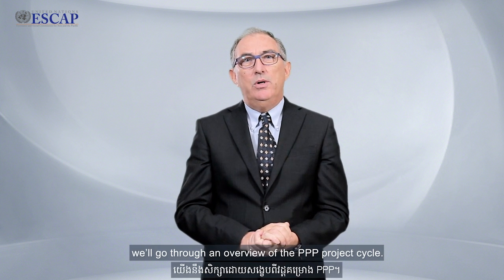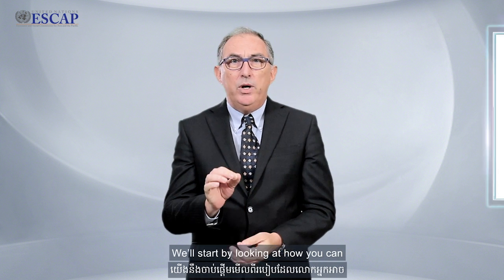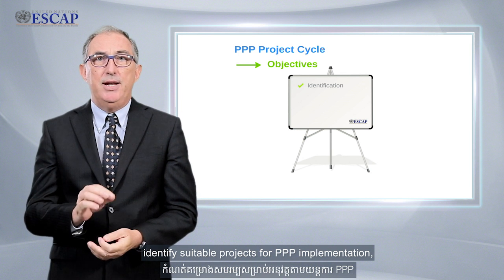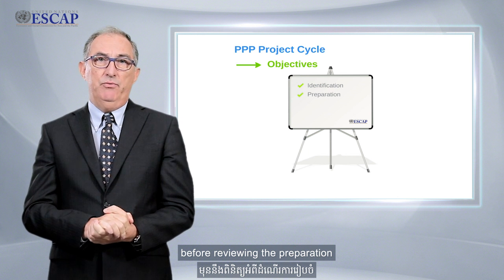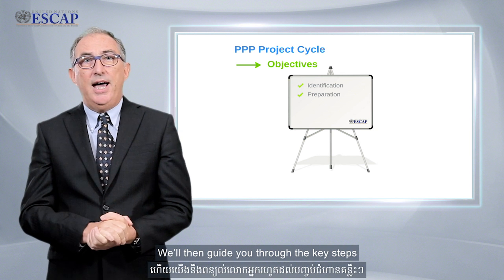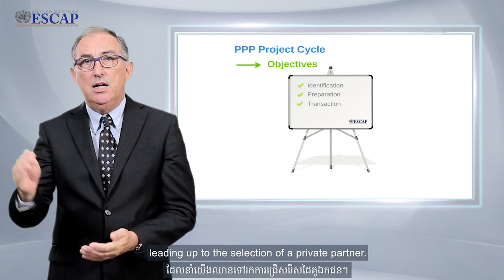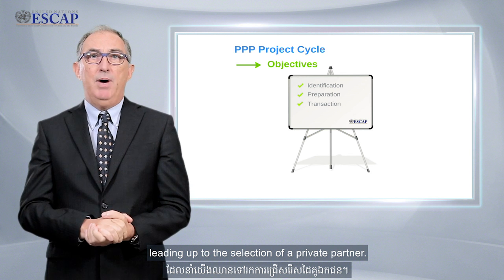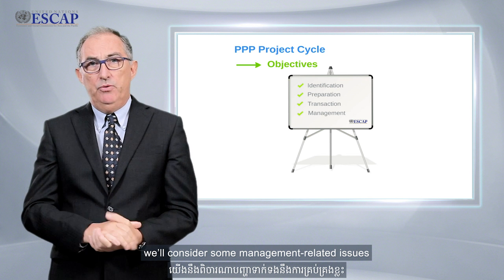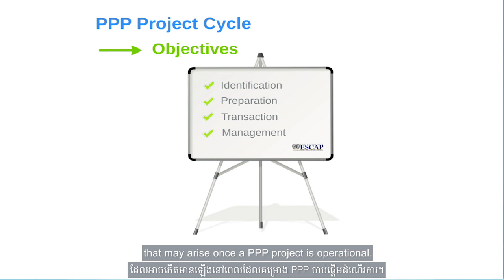In this module, we'll go through an overview of the PPP project cycle. We will start by looking at how you can identify suitable projects for PPP implementation before reviewing the preparation required for the development of a business case. We will then guide you through the key steps in the transaction of a PPP project, leading up to the selection of a private partner. Finally, we will consider some management-related issues that may arise once a PPP project is operational.